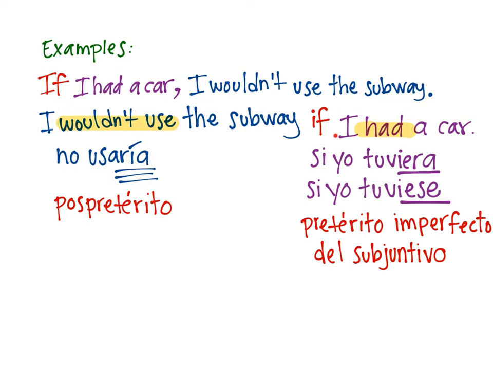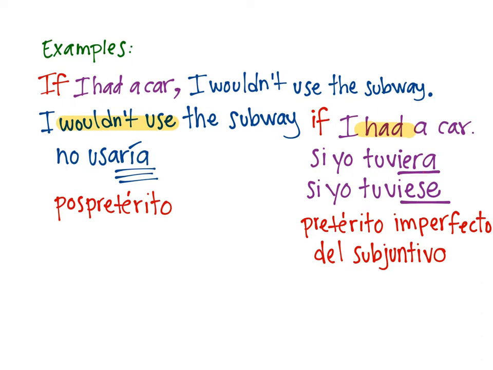Next, if I had a car. In this case, this is not si yo tuve un auto. That's not a correct translation. It is si yo tuviera o si yo tuviese un carro. That in Spanish is what we will call pretérito imperfecto del subjuntivo. So, as you can see, this is not simple past. It's pretérito imperfecto del subjuntivo. That means the endings era y ese. For example, ir would be fuera, fuese.